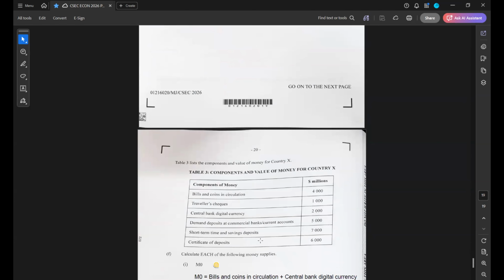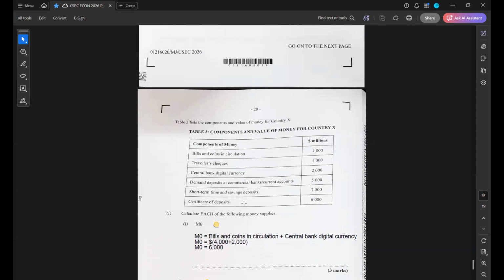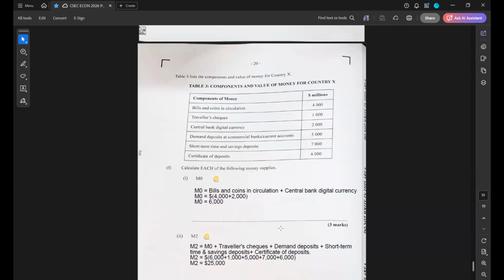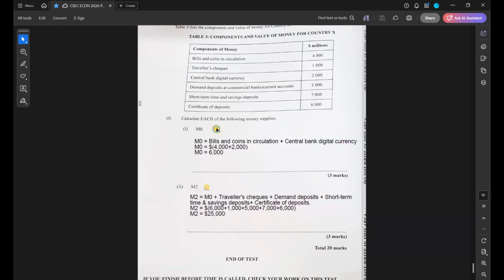And we have this right here. Table 3 lists the components of the value of money for country X. That has to do with the money supply, right? So calculate each of the following money supplies, M0 and M2. M0 is the most liquid category in the money supply. Therefore, our calculation will have bills and coins in circulation and central bank digital currency because these are the two most liquid forms of money we can have in circulation right now.